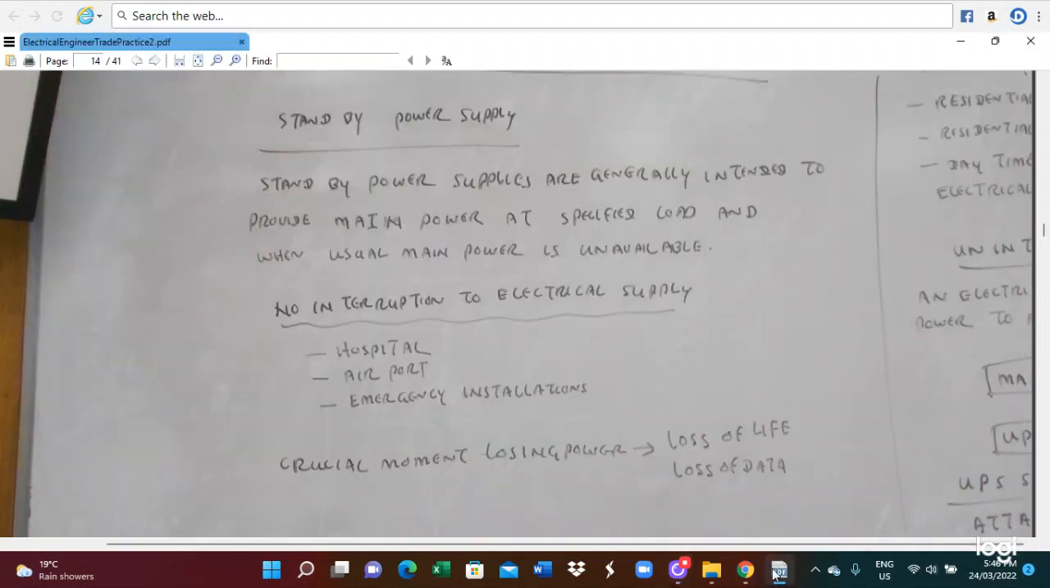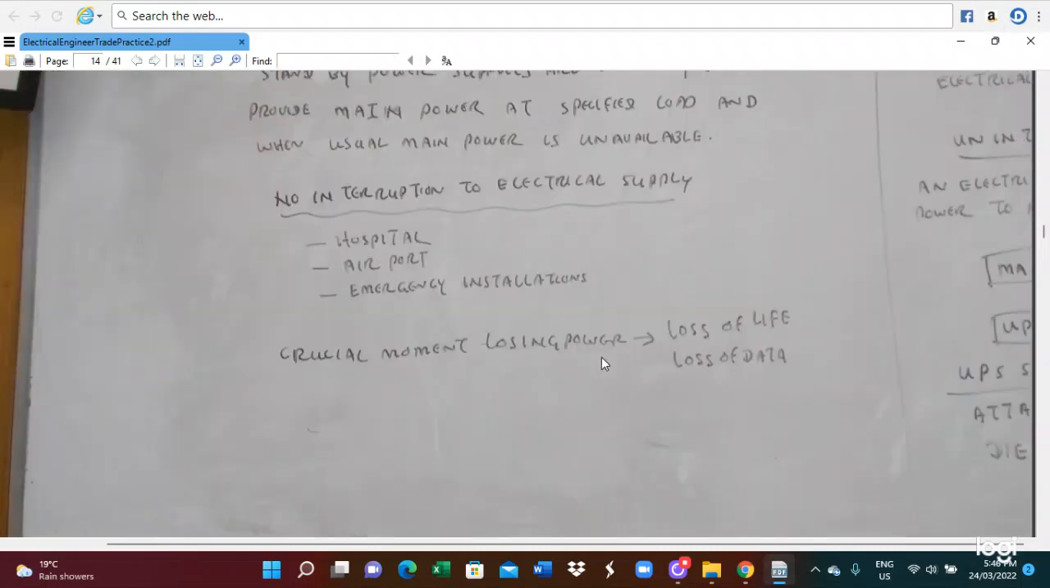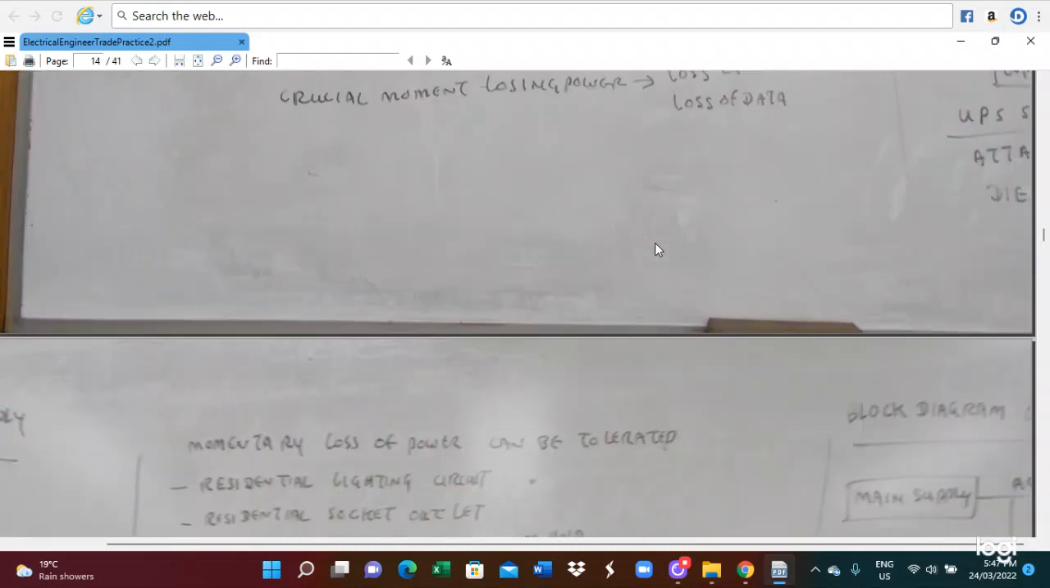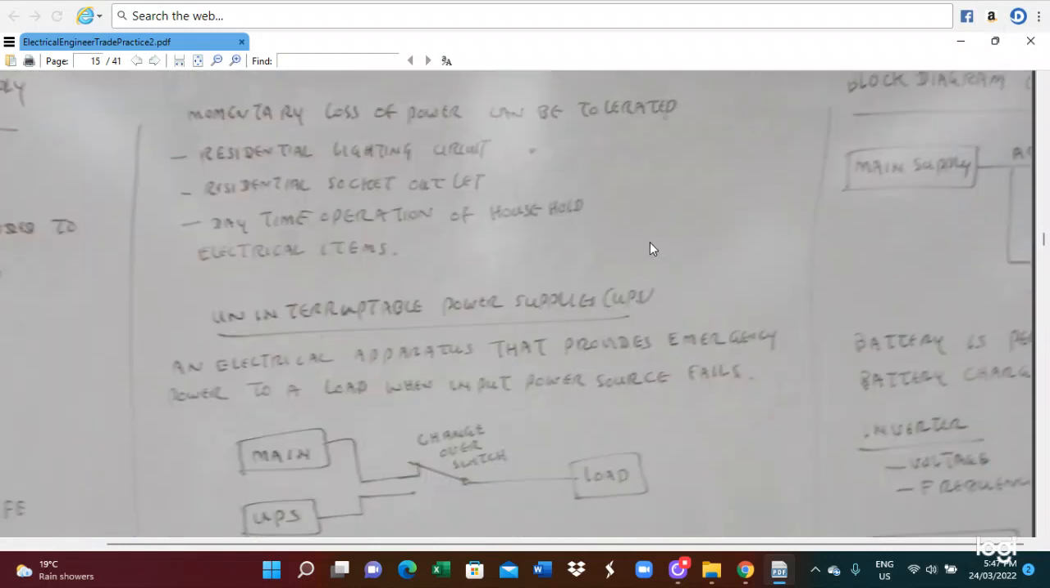So now we're talking about the standby power supply. Standby power supplies are generally intended to provide the main power at a specified load when the usual main power is unavailable. So the standby power is important, especially for the hospital, airport, and emergency installations, where you utilize the standby power supply. Another crucial moment of losing the power is the emergency intensive care unit. If you lose the power, it will cause a loss of life and data. This is why we have to utilize the standby power supply.